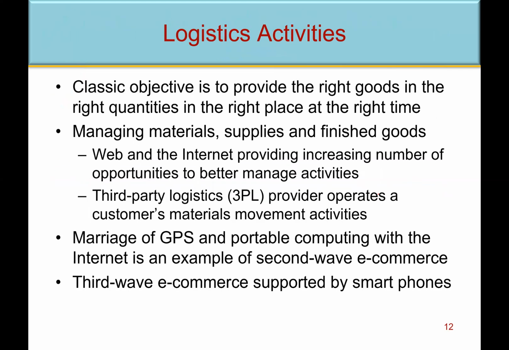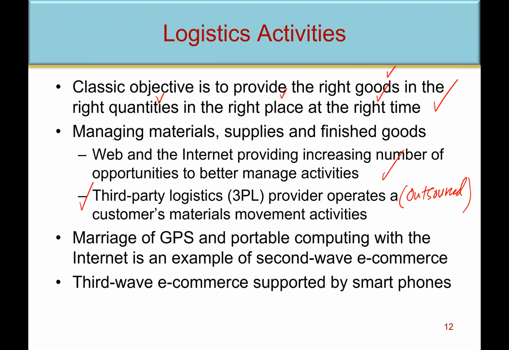So logistic activities. The classic objective of logistic activity is to provide the right goods in the right quantities, in the right place, at the right time. Right goods, right quantity, right place, and right time. But of course, some have more than four rights; some talk about six rights as well. Managing materials, suppliers, and finished goods. The web and the internet provide an increasing number of opportunities to better manage activities. Third-party logistics, or 3PL in short, providers operate a customer's material movement activities. So this is also an outsourced company, or what we call 3PL or third-party logistics providers.